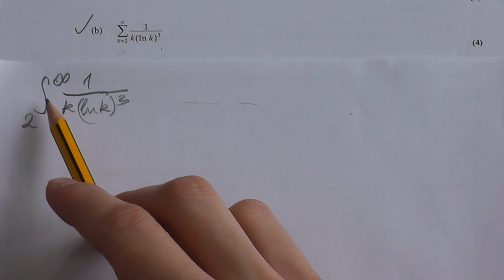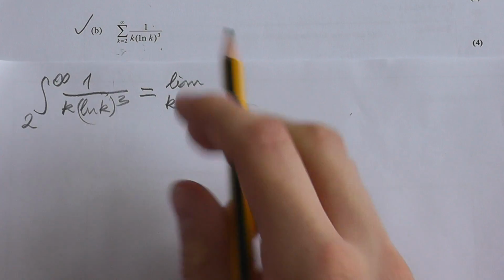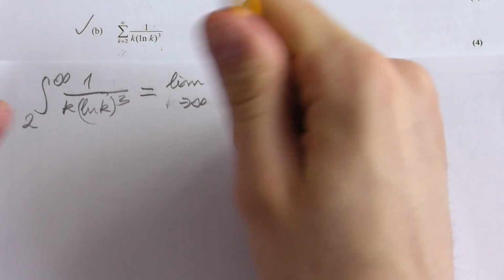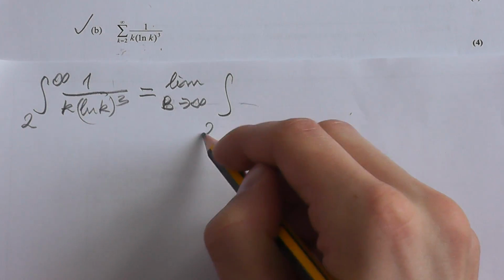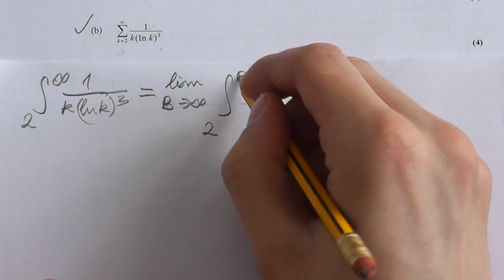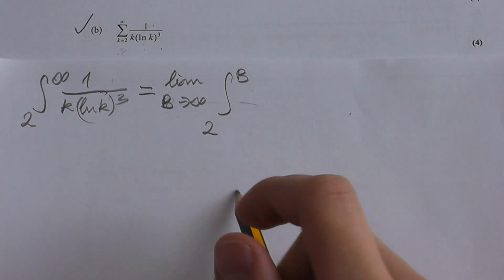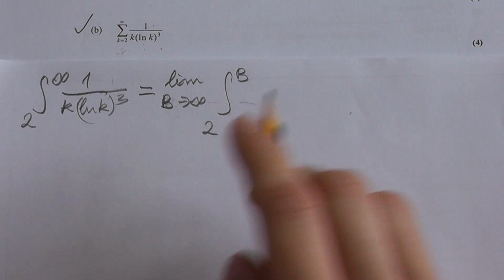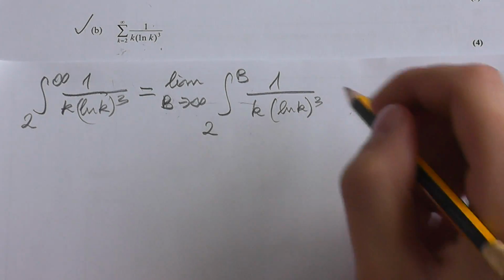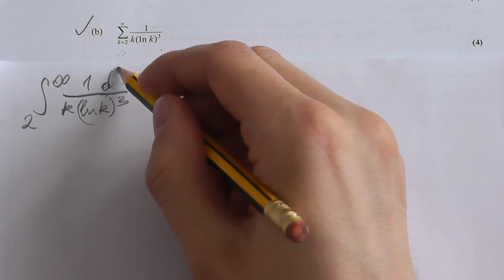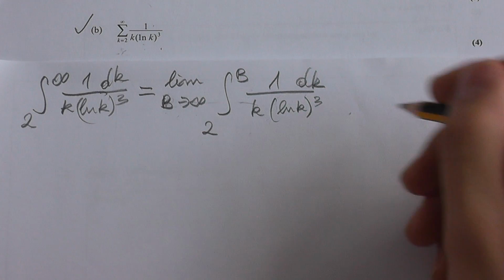And there is a nice way to go around this, which is to rewrite this as the limit as b approaches infinity of the integral from 2 to b. So I have basically replaced infinity with b, and I have said that b is going towards infinity. So this is now legal. And yes, I still have to integrate this with respect to k, so dk.